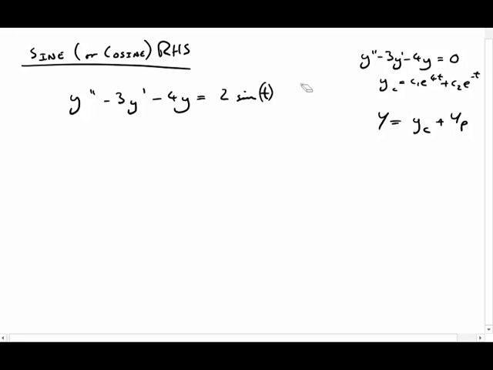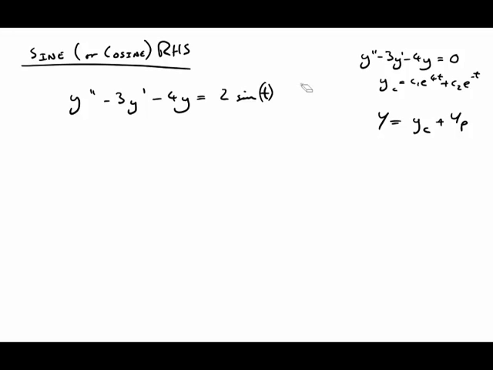I'm going to go through this a little bit quicker than I did with the exponential case, hopefully, because I've got a lot to get through. So I'm not going to talk in as much detail. I don't want to repeat myself too much. If you want to see why I'm doing each step, go and watch the exponential video.